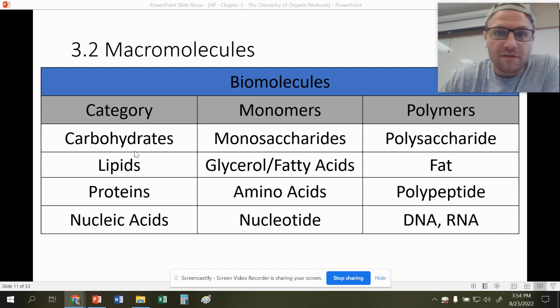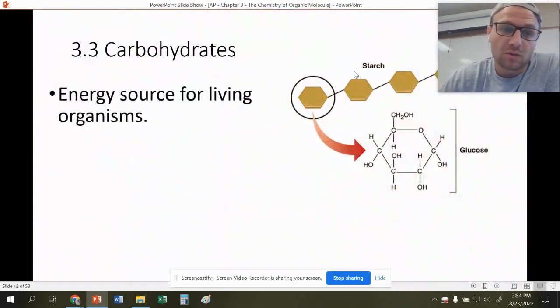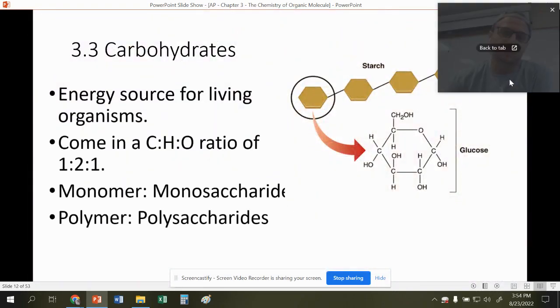I know there's a lot of information here. Let's start out with saying there's four macromolecules: carbohydrates, lipids, proteins, nucleic acids, and their monomers are monosaccharides, fatty acids mainly, amino acids, and nucleotides. We'll focus on these as we go through each different section or each different macromolecule. Let's start out with carbohydrates first.